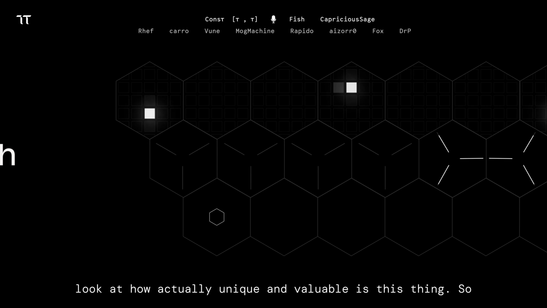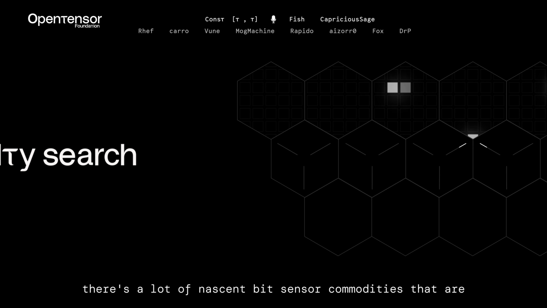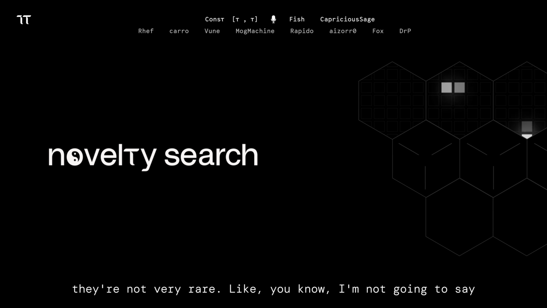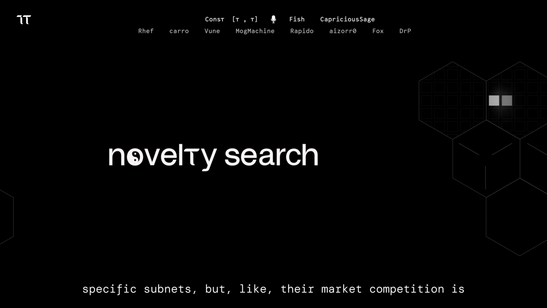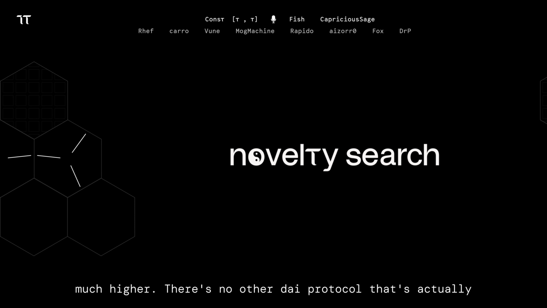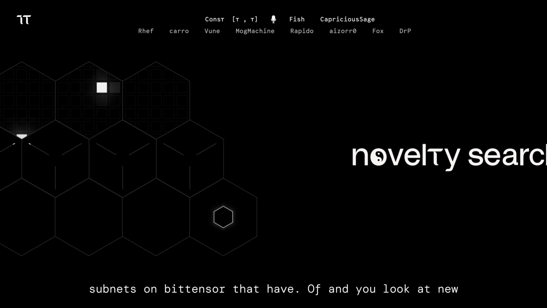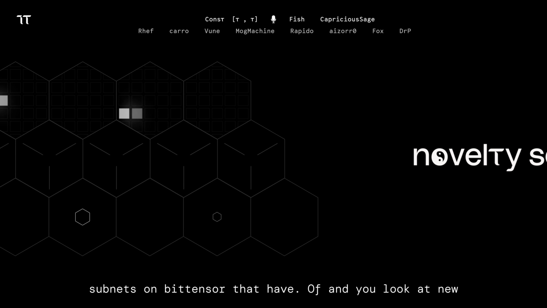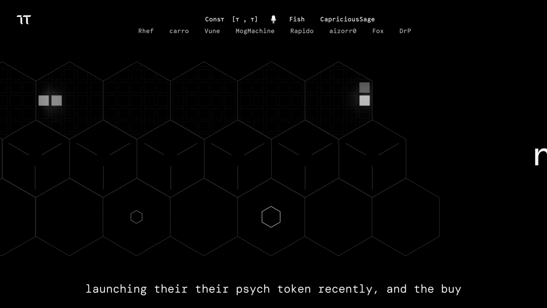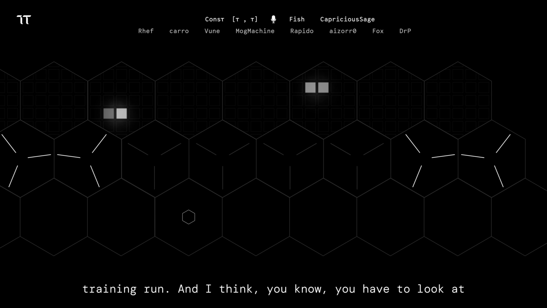I think with a lot of the research things, you have to look at how unique and valuable this thing is. There's a lot of nascent Bittensor commodities that are great and high value, but they're not very unique and they're not very rare. I'm not going to name specific subnets, but their market competition is much higher. There's no other dAI protocol that has successfully trained models, while there are a multitude of subnets on Bittensor that have. And you look at Nous launching their Psyche token recently, and the buy pressure into something that is just about a distributed training run.